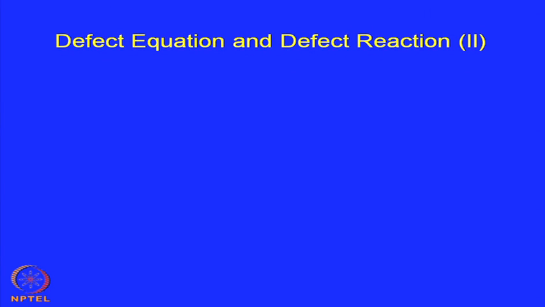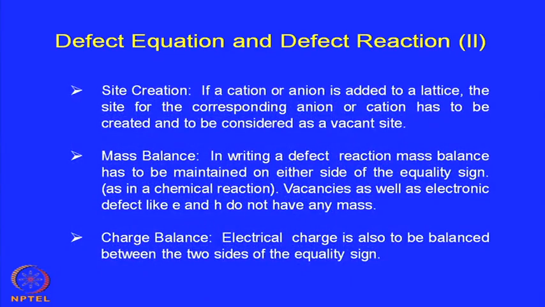Defect equation and defect reaction, okay, that is the title we are still discussing. Site creation: if a cation or anion is added to a lattice, the site for the corresponding anion or cation has to be created and to be considered as a vacant site.